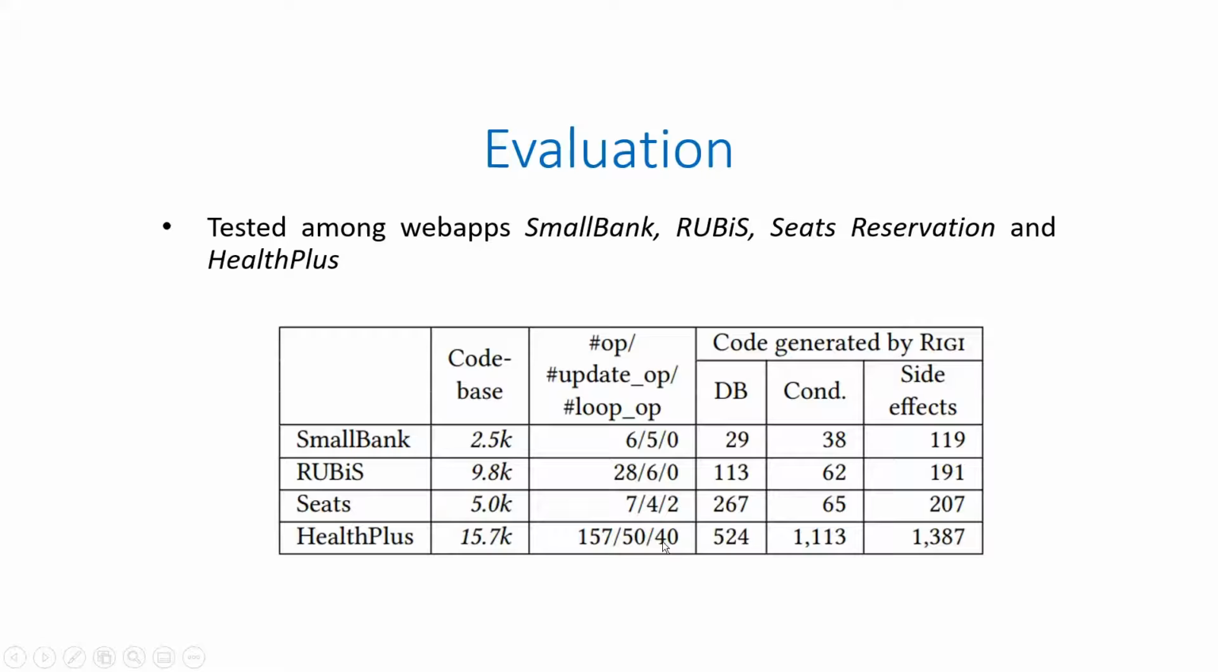So the loop operations are like 40 operations in Health Plus because it has so much code base, and it could have had so many internal complexity. And the conditions generated are like 1,113 for Health Plus. Since the conditions are more, the side effects are also more for Health Plus compared to other applications.